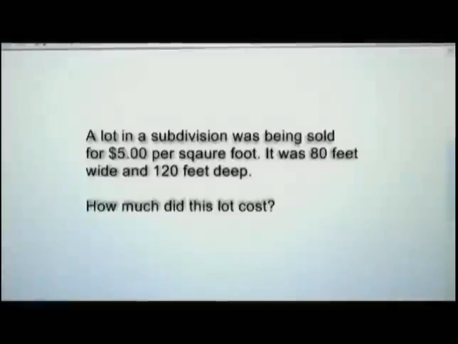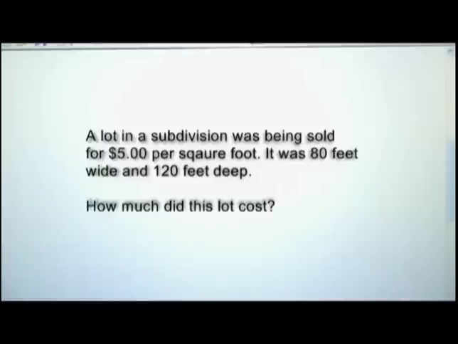Let's take a look at your math practice sheet. The first question says, a lot in a subdivision was being sold for $5 per square foot. It was 80 feet wide and 120 feet deep. How much did this lot cost?